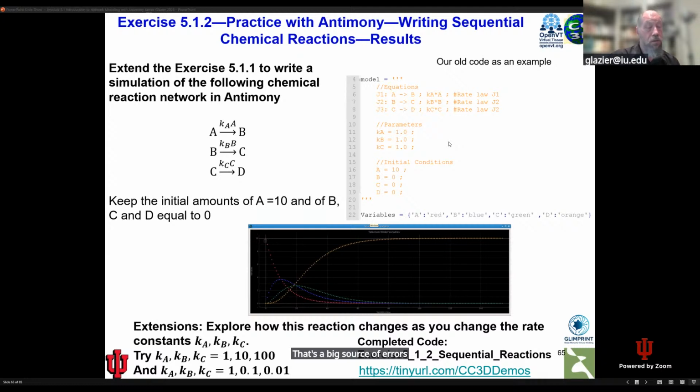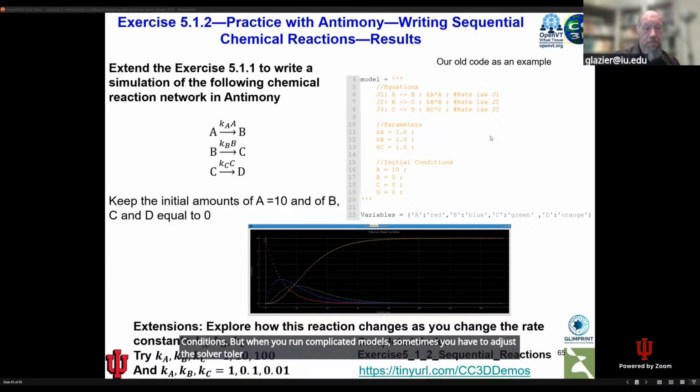If you have very long code, like hundreds of lines of this, debugging it can take a while. So the solvers, I'm not going to talk today about how you set the solvers. I'll show it to you, but this is something you'll look up on Herbert's website. There are lots of controls for the numerics of the solvers. This particular model is a very simple one, and so it shouldn't require you to adjust the solver conditions. But when you run complicated models, sometimes you have to adjust the solver tolerances and time steps.